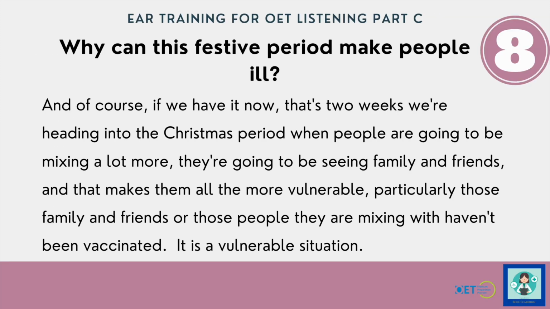Why can we become more ill during this period? Because we mix with more people. And of course, if we have it now, that's 2 weeks, we're heading into the Christmas period where people are going to be mixing a lot more. They're going to be seeing family and friends. And that makes them all the more vulnerable, particularly if those family and friends or those people that they're mixing with haven't been vaccinated. It is a vulnerable situation.